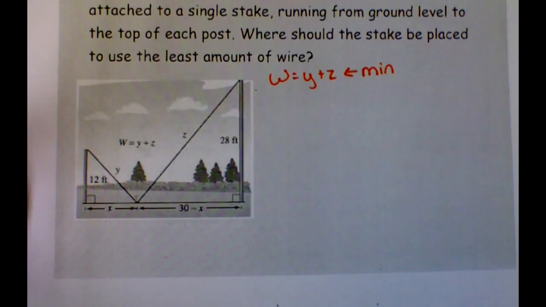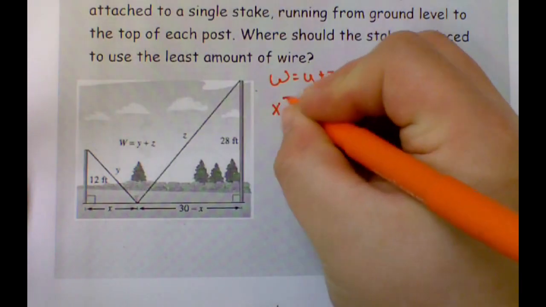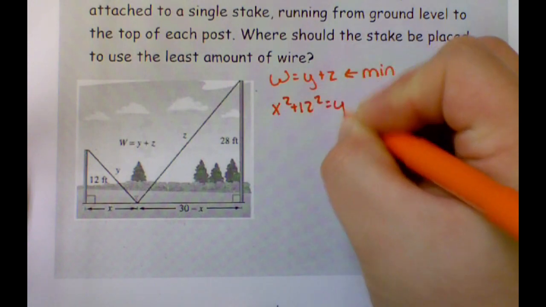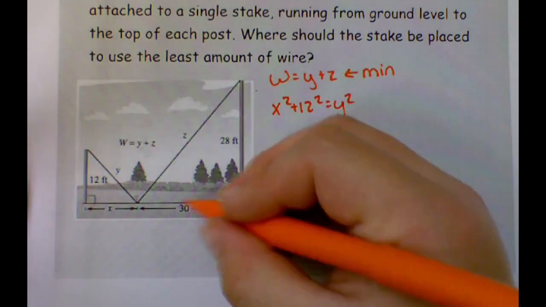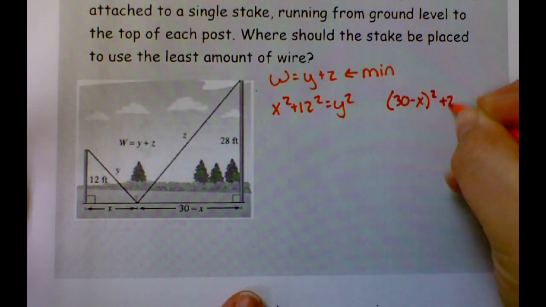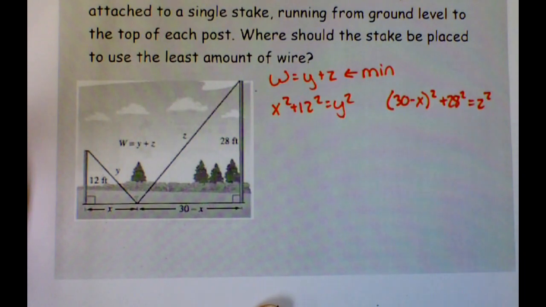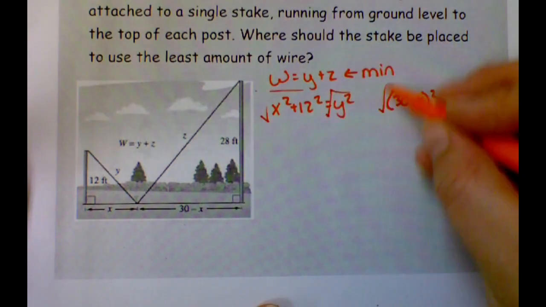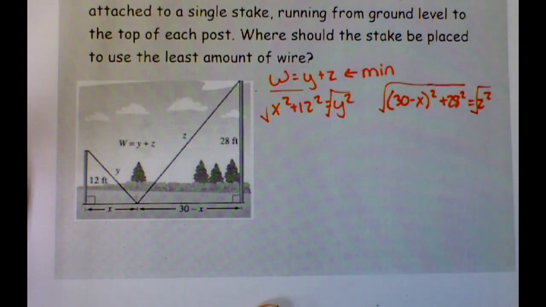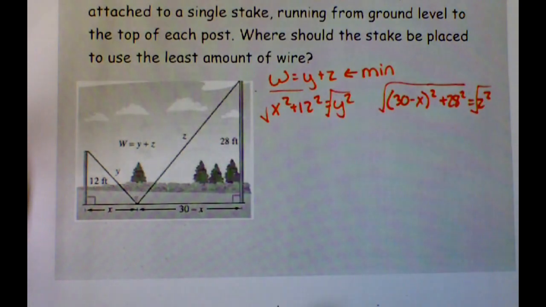Well, what else do we know about this? We know the Pythagorean theorem is true. X squared plus 12 squared equals y squared. And we know that same thing is true for the other triangle. 30 minus x squared plus 28 squared equals z squared. And it looks to me like I could just square root both sides. And then I can plug those in my formulas only using x. And I can determine how far from each post my stake needs to be.